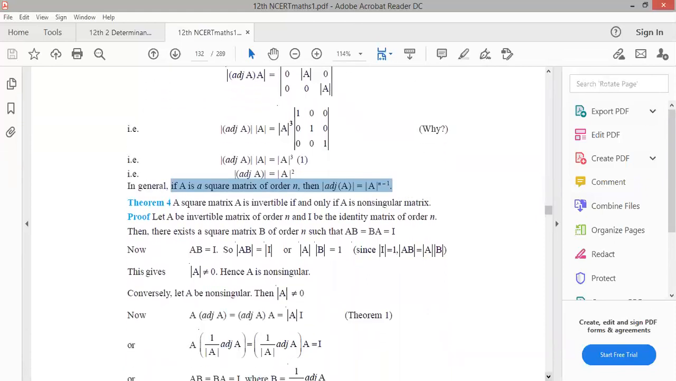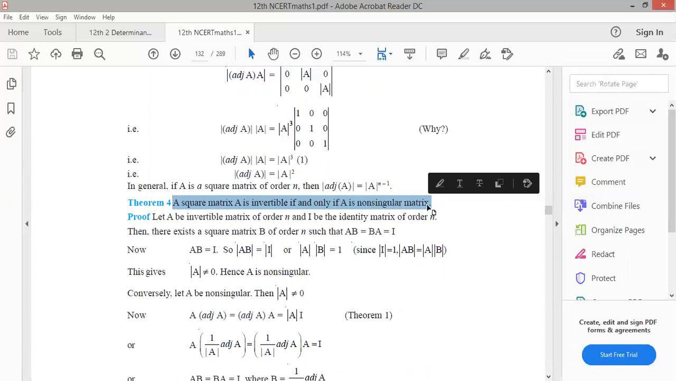Next is theorem number 4. A square matrix is invertible if and only if A is a non-singular matrix. For example, we have a given square matrix. It's invertible, meaning its inverse exists, if and only if it is a non-singular matrix. So for singular matrices, this does not happen. For non-singular matrices, we have this theorem, and its proof is very simple.